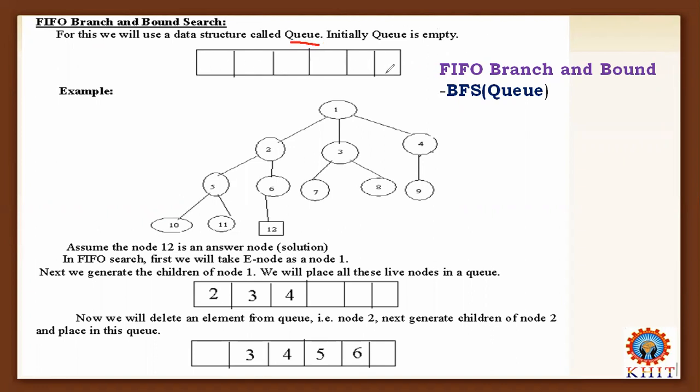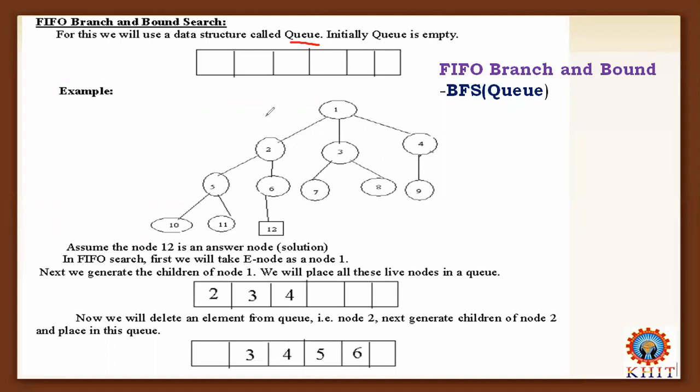Initially the queue is empty. That means that we have not placed any node or any element in the queue initially. The queue size is empty initially.